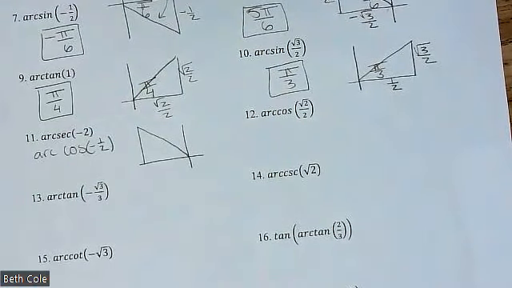Four is positive. So what quadrant are we in? 1. Draw a triangle in quadrant 1. Now I would put the 4 over 1. These all need to be ratios.